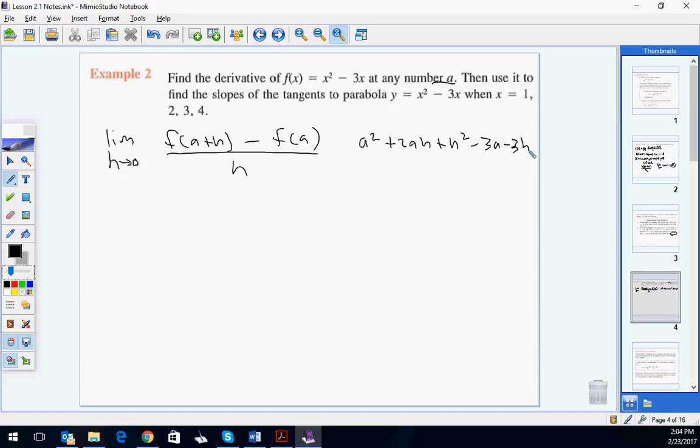Again, that's me just foiling this out. This way you get used to this pattern: the outside squared, 2 times the middle. Okay, so then it's going to be this: a squared plus 2ah plus h squared minus 3a minus 3h. Plug in that minus a squared minus 3a, which would be a plus because it's minus a minus.